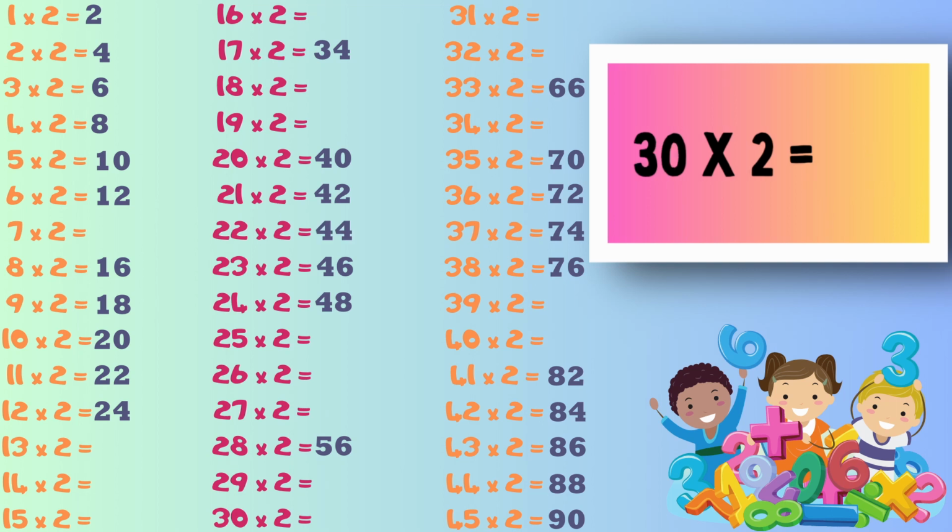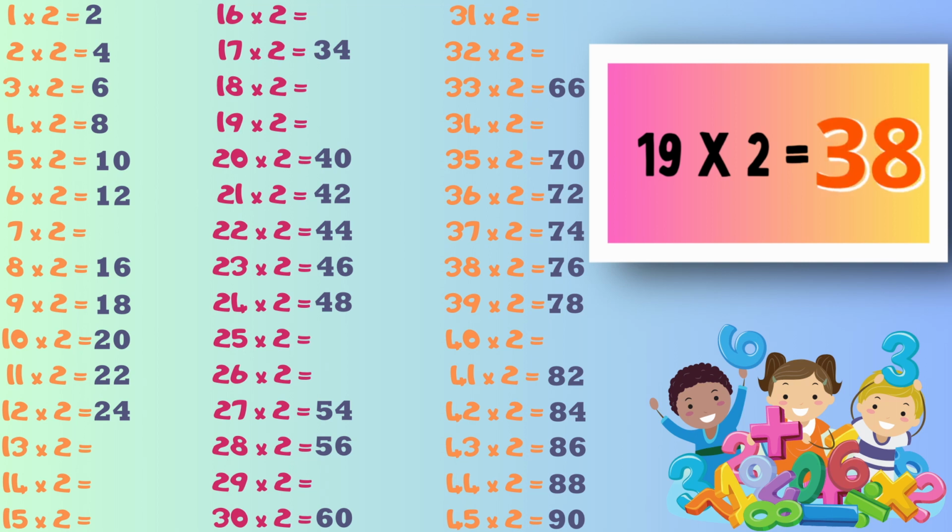30 times 2 and this equals 60. Our next sum is 27 times 2 and this equals 54. Next, it's 39 times 2, and this equals 78. Next, it's 19 times 2, which equals 38.